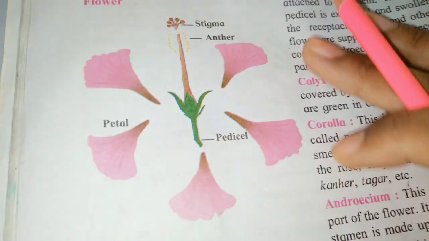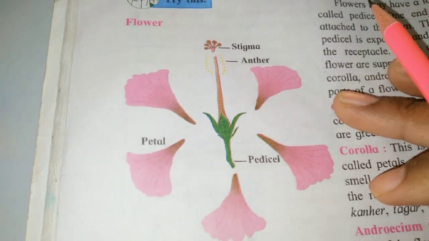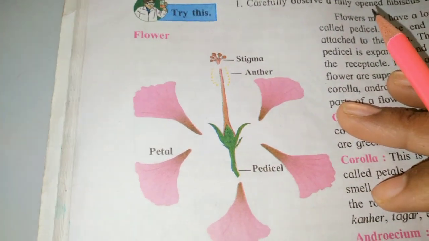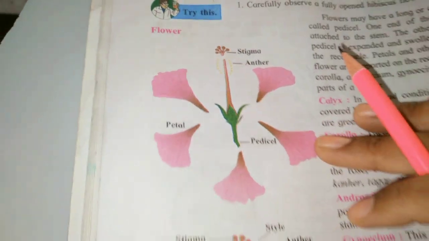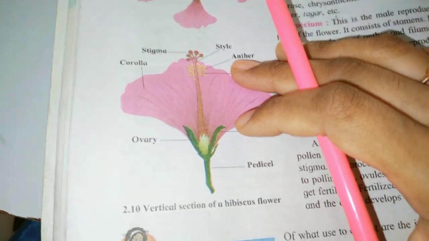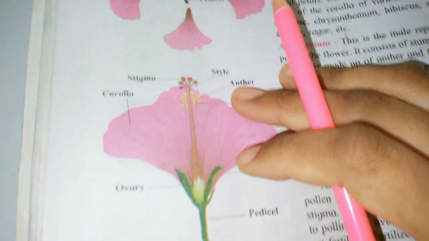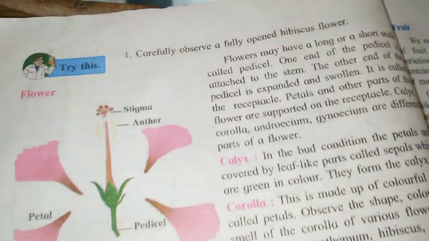Now, very interesting, we are going to learn here about the flower. Very important. It will be there for you till 12th. Till 12th also you will study about the hibiscus flower. So here they have given the vertical section of a hibiscus flower. So pay attention here carefully. Keep textbooks with you.